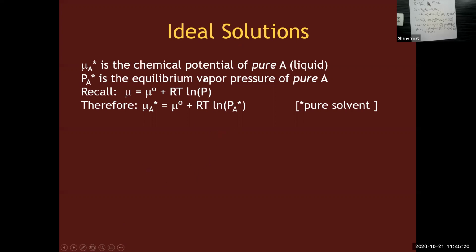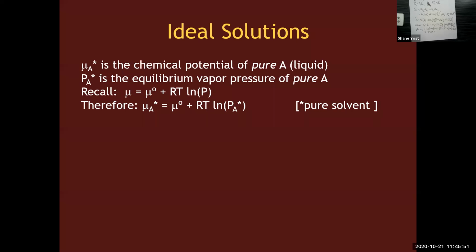Okay, so let's consider an ideal solution. Let's first consider just the chemical potential of a pure liquid, which I'm going to call mu A star. That pure liquid at a given temperature is going to have some vapor pressure, which I'll call PA star. So PA star is the vapor pressure of the pure liquid, the pure solvent, which has a chemical potential of mu A star.